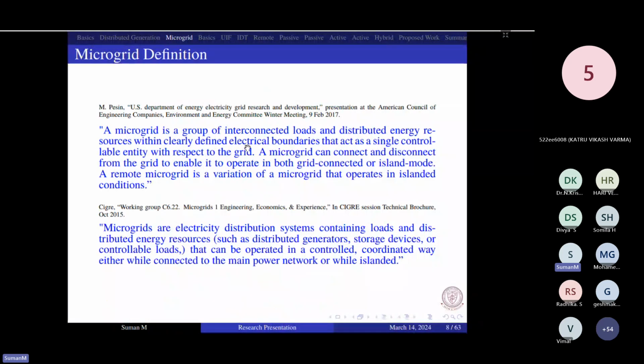Now we will talk more about this. The proper standard definition of a microgrid is a group of interconnected loads and distributed energy resources within a clear electrical boundary. From the grid perspective, this microgrid is considered a single controllable entity. This microgrid can connect or disconnect from the utility grid, and it can operate to supply power or take power from the grid depending on the requirement. These are two standard definitions, one given by the US Energy Department and the second by CIGRE. Both are very standard, and there is not much difference between the definitions.